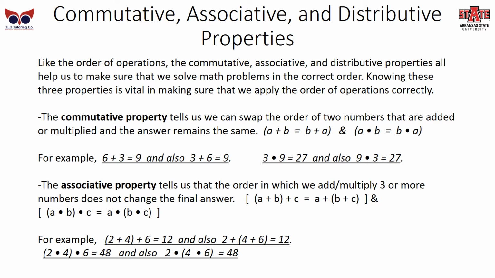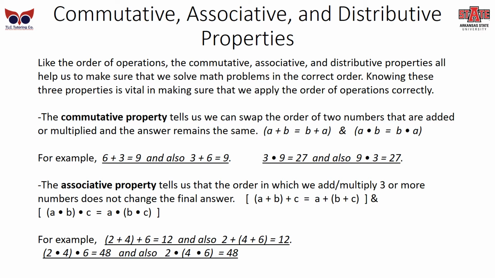The first is the commutative property. It tells us we can swap the order of two numbers that are added or multiplied, and the answer remains the same. For example, 6 plus 3 is 9, and 3 plus 6 is also 9. 3 times 9 is 27, and 9 times 3 is 27 as well. Now, notice this is addition and multiplication, not subtraction and division. The commutative property does not work for that.